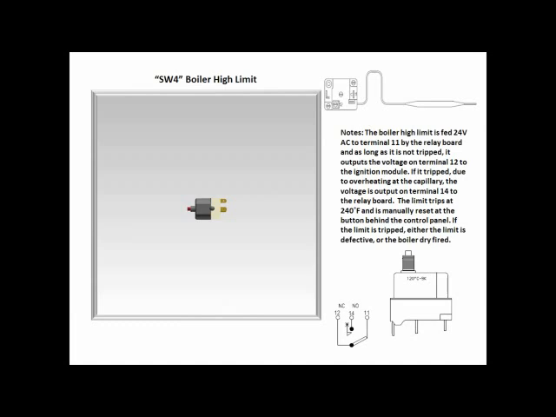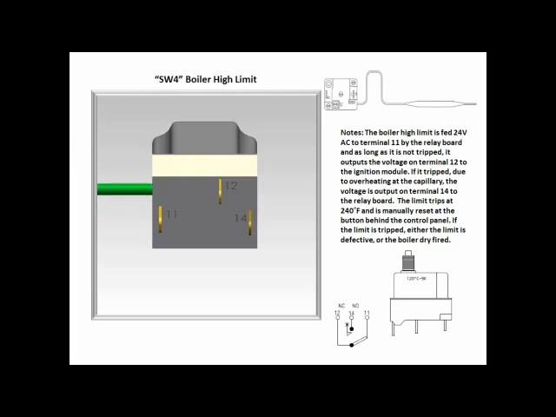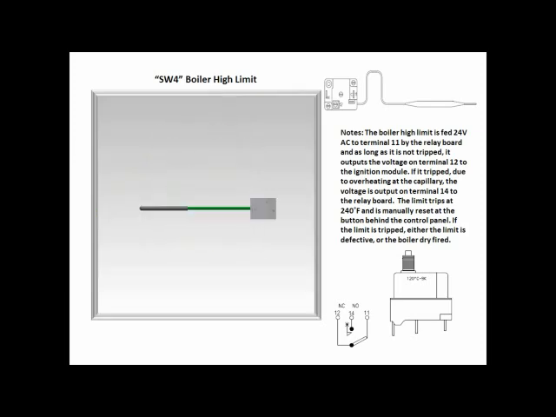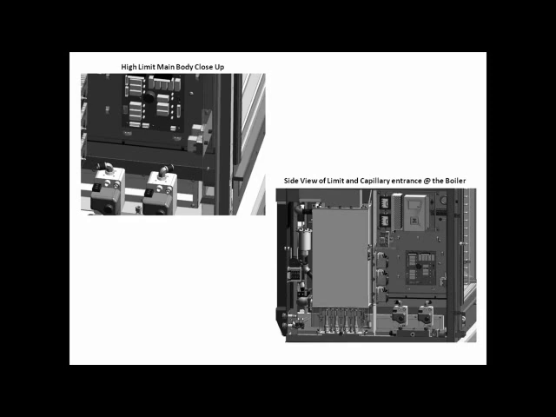The boiler high limit is indicated by SW4 on the diagram. It trips at 240 degrees Fahrenheit. The body of the high limit is located directly behind the control panel, and the capillary enters the boiler on the side.